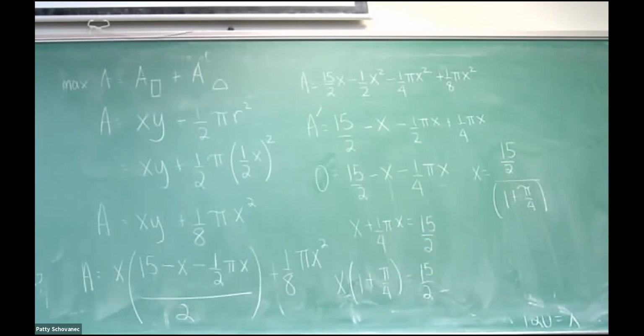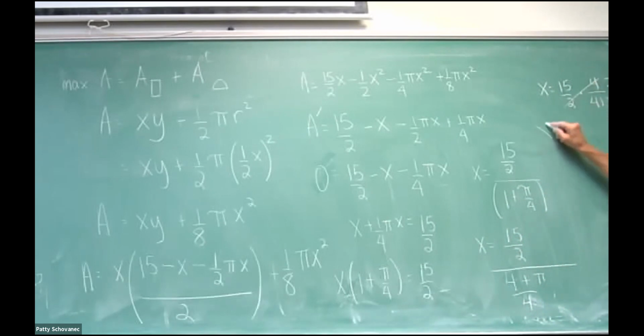Okay, that looks kind of messy. Let's fix it. Let's make this 4/4. So I can write this as 4 plus pi over 4. Write it as a fraction so we can do a flip and multiply step. Cancel there, I get x is 30 divided by 4 plus pi.